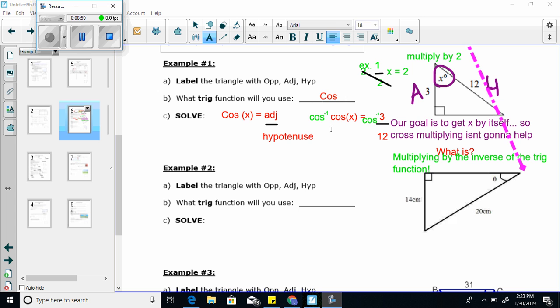And what I do to one side, I gotta do to the other. So if I multiply this by cosine to the -1, that's the inverse. Bam, guys. Those undo each other. Okay, that's a huge thing. So I'm going to draw a little arrow down and say, these undo each other. Okay? And then what you do to one side, you got to do to the other. So now I'm left with x equals cosine inverse of 3/12.